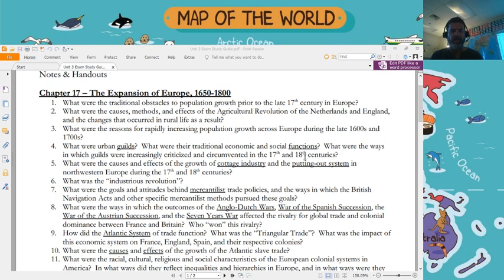Now, number 10, what were the causes and effects of the growth of the Atlantic slave trade? So the biggest cause is that as the Caribbean and Brazil were devoted more and more to sugar cultivation and coffee cultivation, and in North America, in places like Georgia and the Carolinas, where they produced things like tobacco as well as cotton.